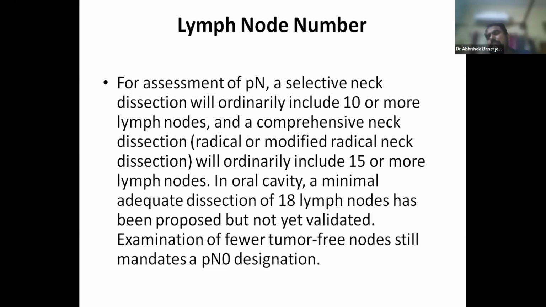Obviously one single lymph node will count as one. Sometimes you can feel, okay, these are two, but in the histological sections you can see that, no, this is not two, this is one, it was looking like a little depression in the center. So you can approximate and you can also write down the count in your grossing record and after your reporting also. So examination of even a fewer tumor-free nodes still mandates the pN0 designation.